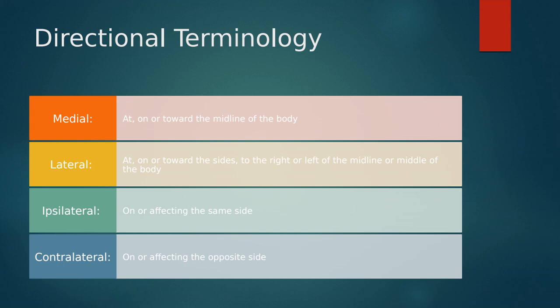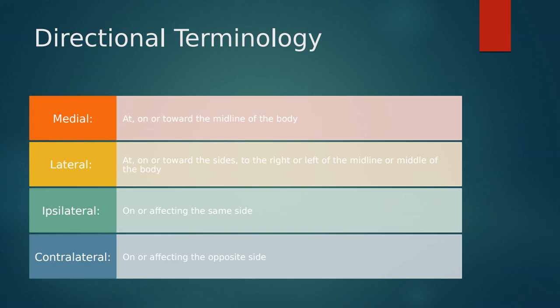Now lateral is going to be the opposite of that. That's going to be located closer towards the sides. We can have a right lateral or a left lateral, right? Because are we closer to our right side or closer to our left side? Either further away from our midline on the right side or further away from our midline on the left side. Those are going to be lateral.